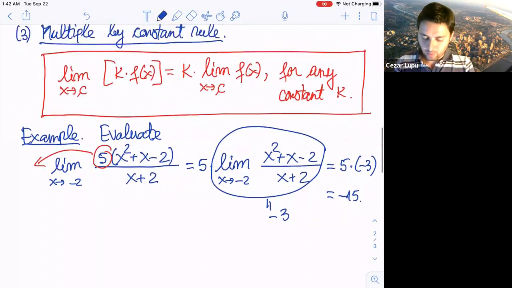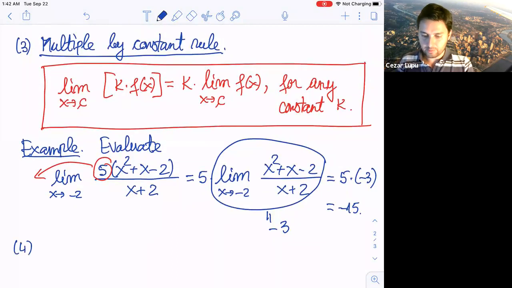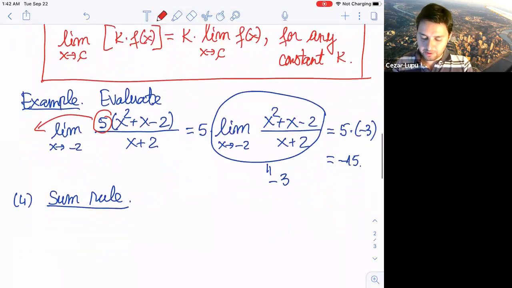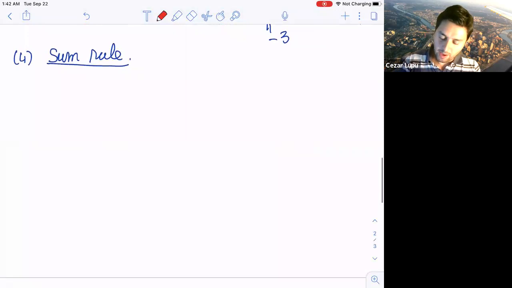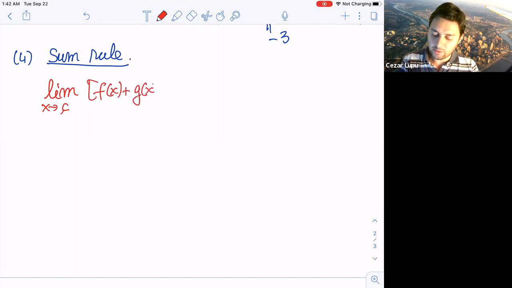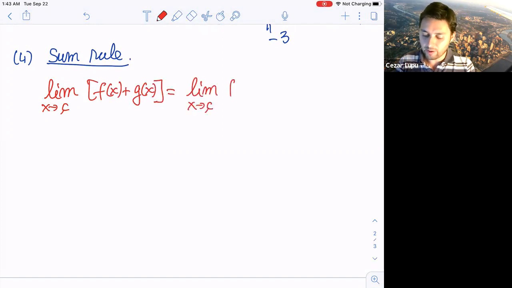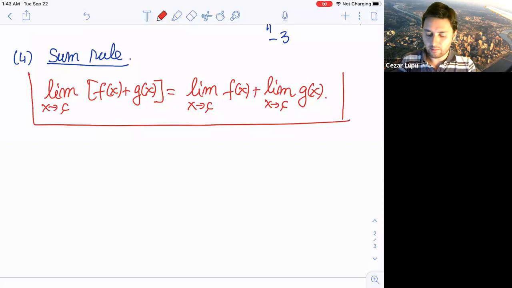And now let's see what happens when we have the sum of two functions. So let's call this a sum rule. And in this case, again, it's pretty simple. We have that the limit as x approaches c of f of x plus g of x, so we add these two functions, will be nothing else than just the limit as x approaches c of f of x plus the limit as x approaches c of g of x. Right? That's the sum rule, as you might expect.